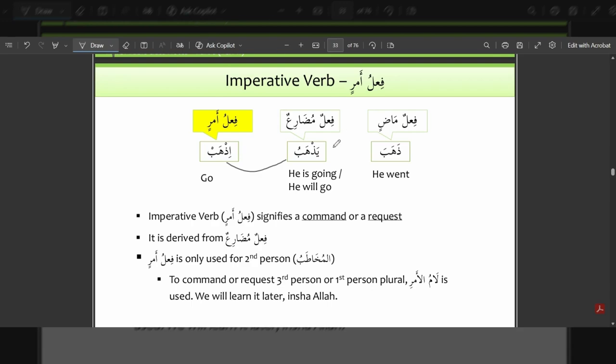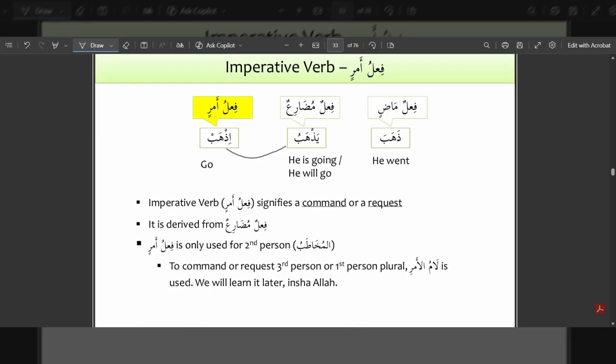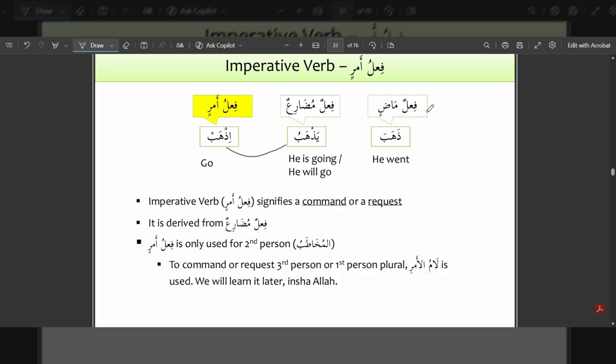So today's lesson is going to be on fi'al al-amr, which is also known as imperative verb. So let's have a look at fi'al al-madi, which is past tense. ذهب, he went. Then we have fi'al al-mudari, yadhhab, he is going or he will go, which is the present tense or future tense. Then we have fi'al al-amr, which is the imperative verb, which is idhhab, go.